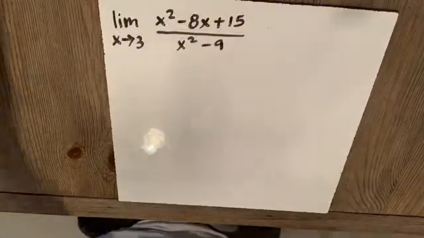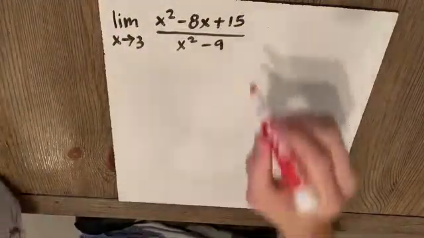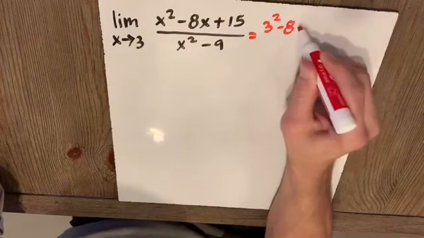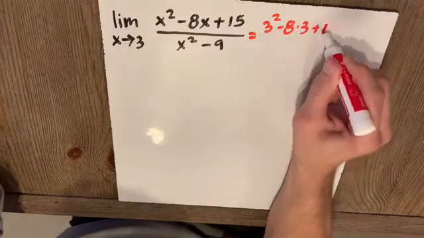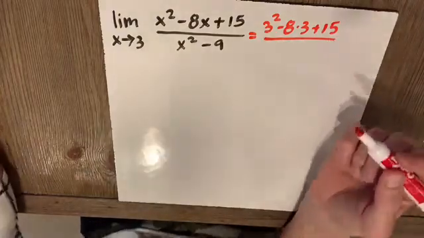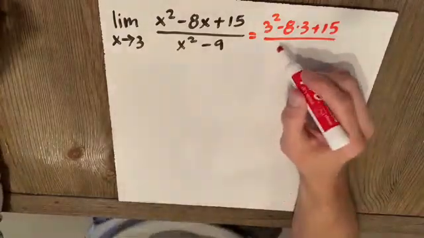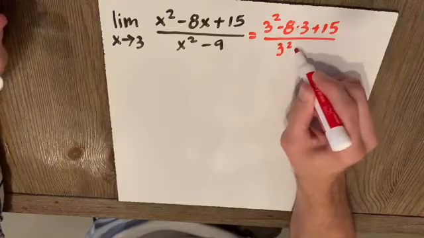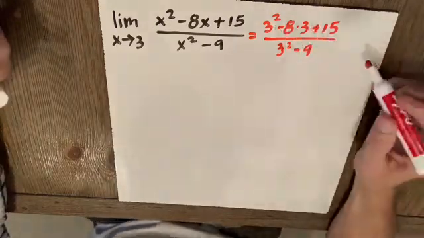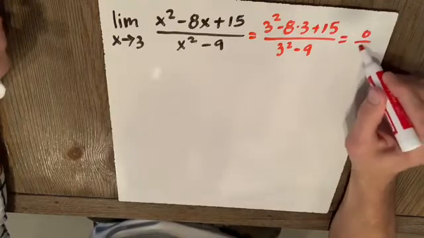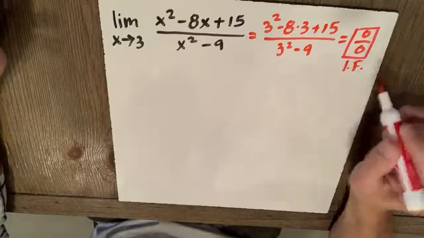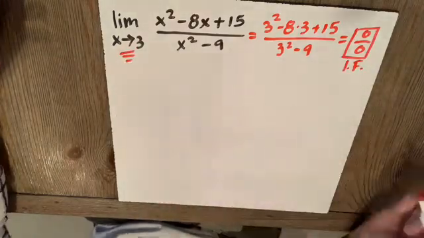In this particular problem, of course, plan A is always direct substitution. 3 squared minus 8 times 3 plus 15. We have to do PEMDAS there: parentheses, exponents, multiplication, division, addition, subtraction, left to right. And then 3 squared minus 9. Well, this gives us 9 plus 15 minus 24, which is 0 over 0. So right away, I know this indeterminate form means I've got a hole at x equals 3.